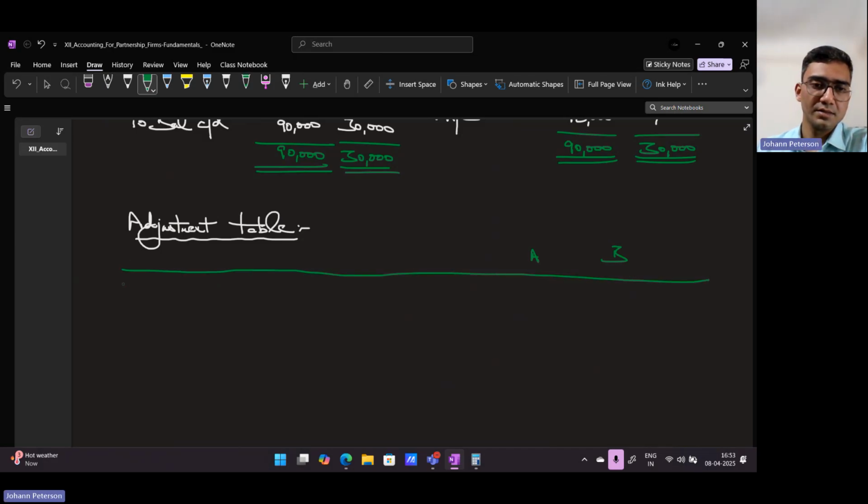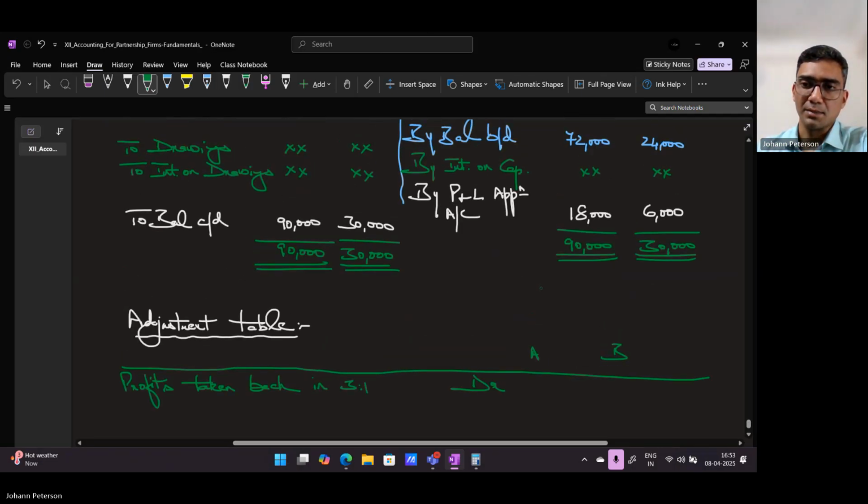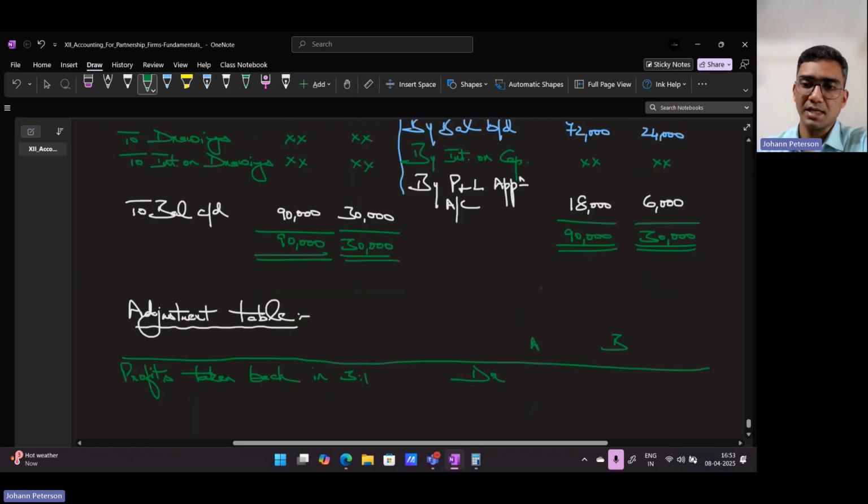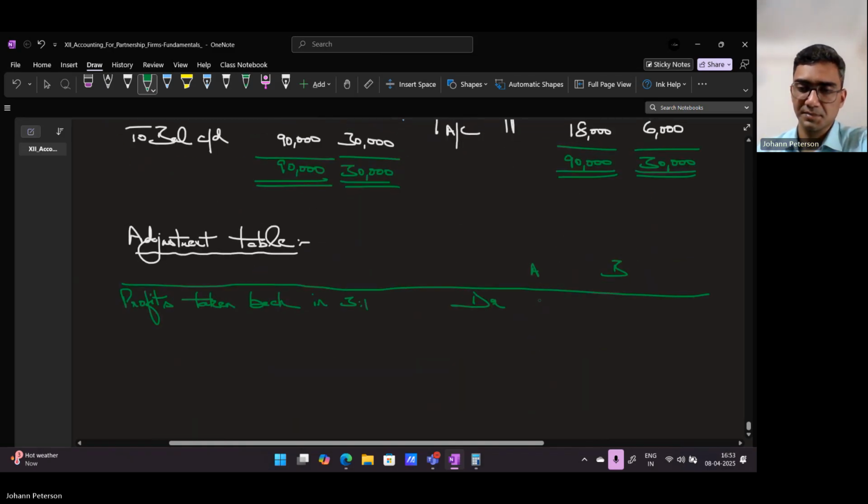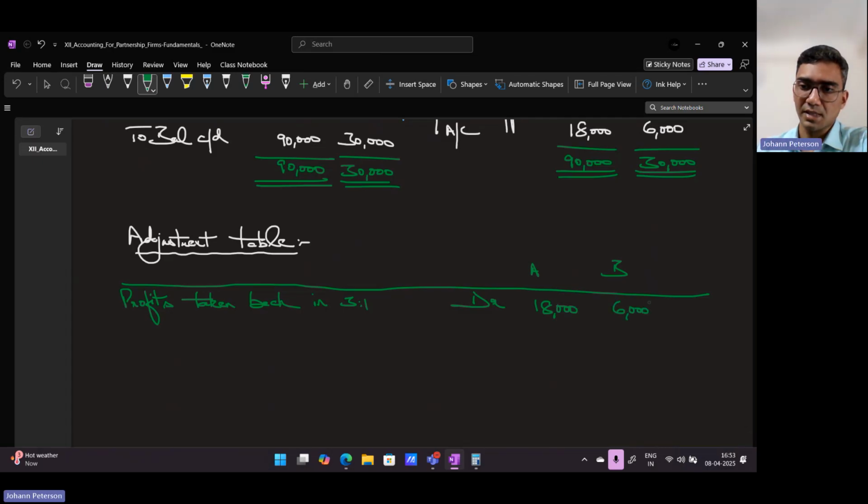So here we will write profits taken back in 3:1. So when I'm taking it back, I will debit. So that means it will be 18 and 6, with a minus sign.